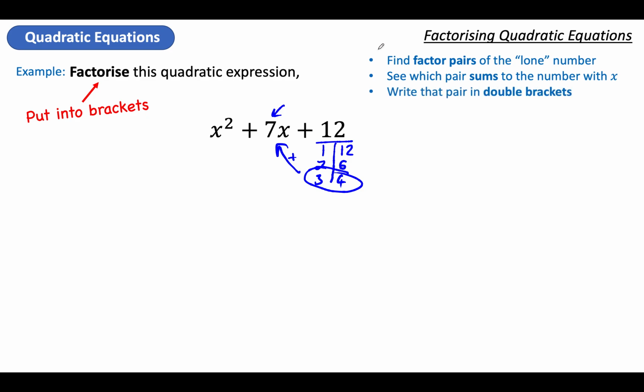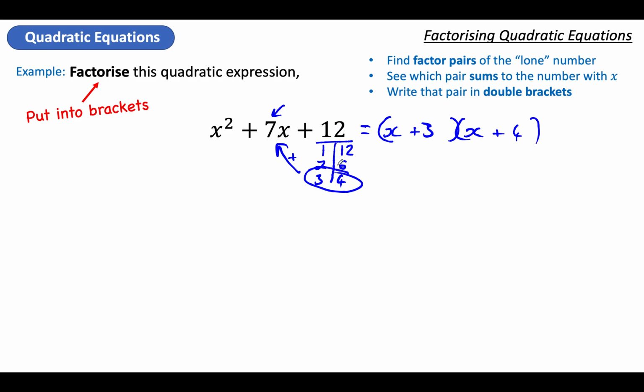Right? And then it says, write that pair in double brackets. Like this. So we do a set of double brackets, and we're going to put x in each. And then these two numbers, now this is positive 3 and this is positive 4, because when you times them together you get positive 12, right? So we put positive 3 and positive 4. And that's it. That is factorising a quadratic expression, and that is how we do it.